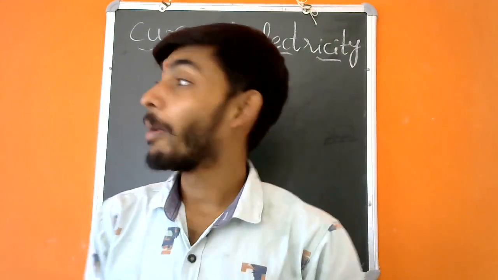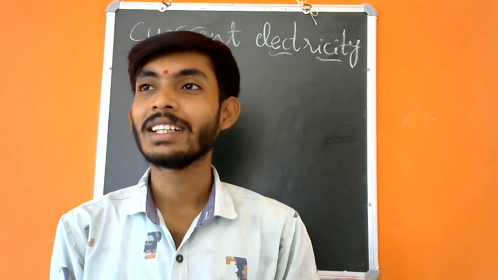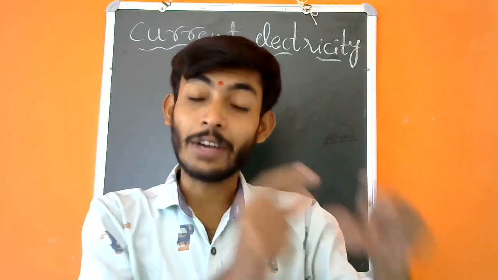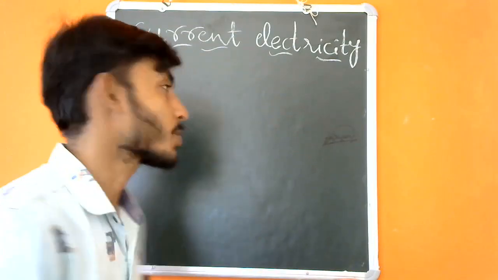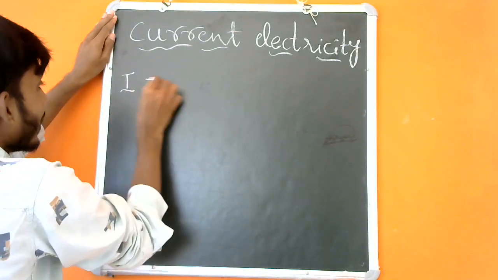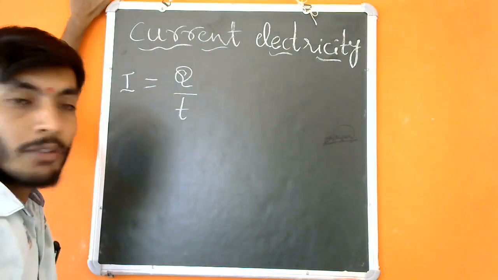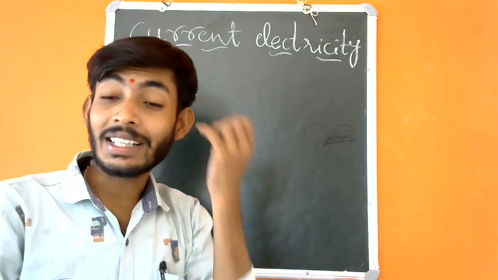In the last class, we were discussing current electricity and we defined what current electricity is. We know that current is nothing but the rate of flow of charges. That is the definition of current, correct? And we had a relation also: I is equal to q divided by t. This is the relation we have for current, where q is the charge and t is the time.